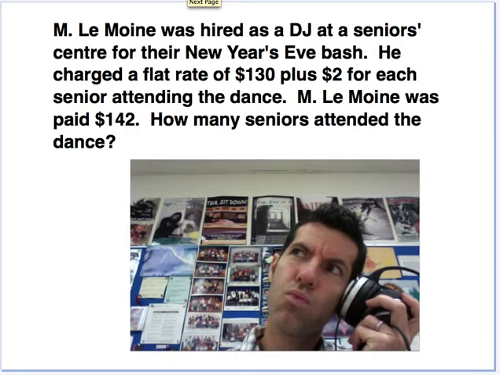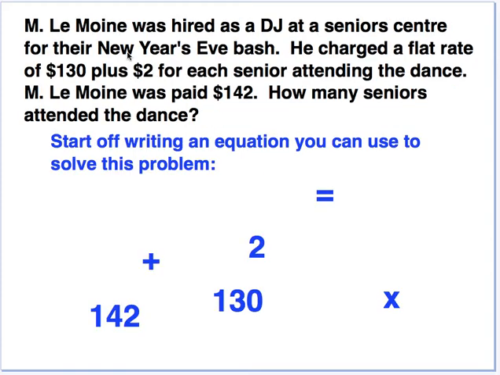Try this one. Mr. Lemoyne is hired as a DJ at a senior center for their New Year's bash. He charged a flat rate of $130 plus $2 for every senior attending the dance. Mr. Lemoyne was paid $142. How many seniors attended the dance? Not a lot, obviously. So again, I've taken all the components out of the question and thrown them down here. We know that he was paid $142.